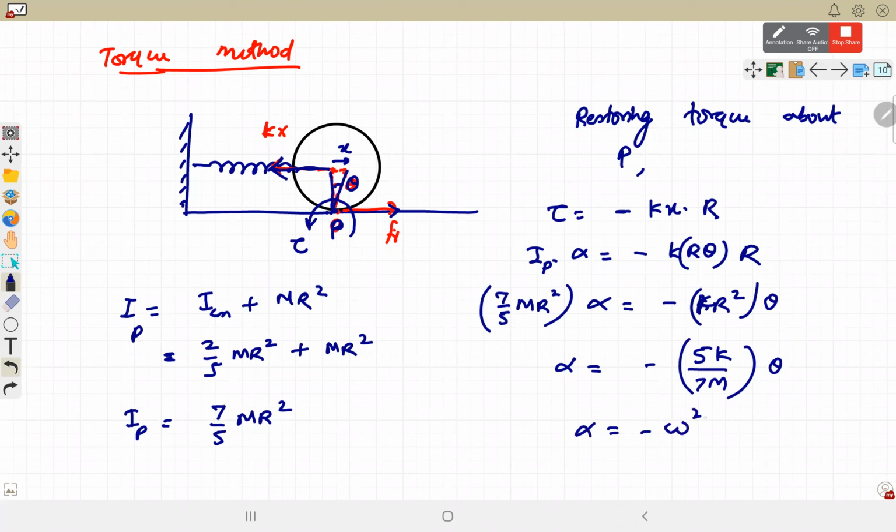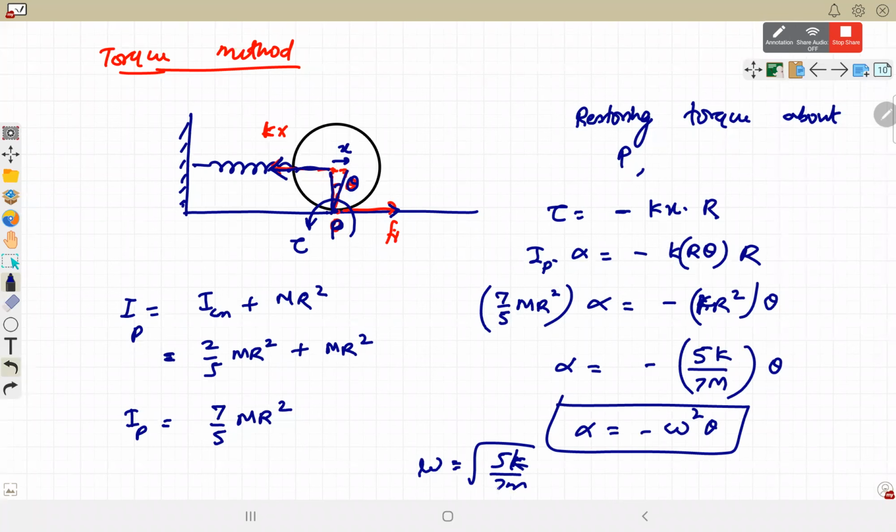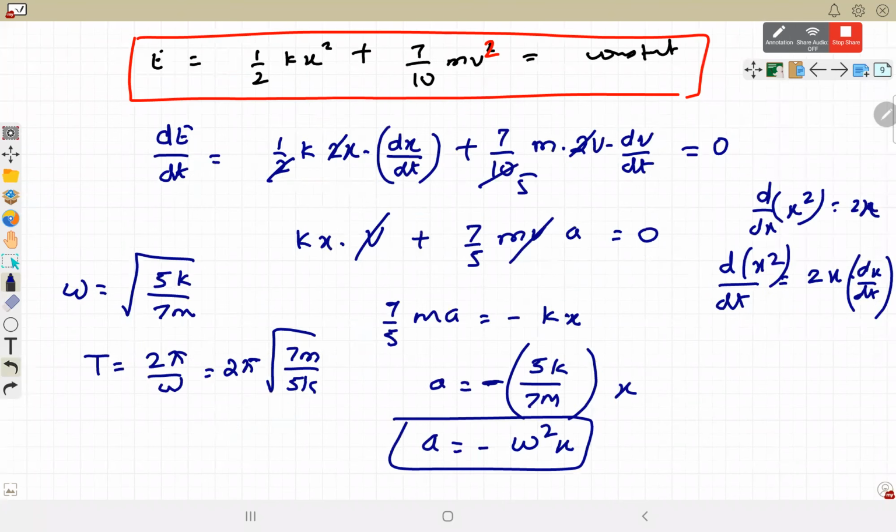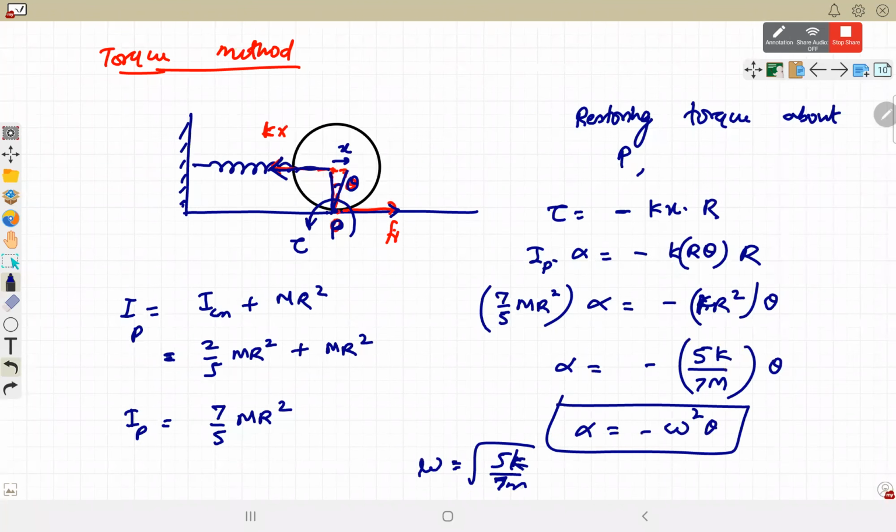That will be minus of omega square theta. You can see that omega is again the same, root 5k by 7m. So you can choose any method, whichever method suits you. It's not that energy method is the only option. Again, you get the same value of omega.